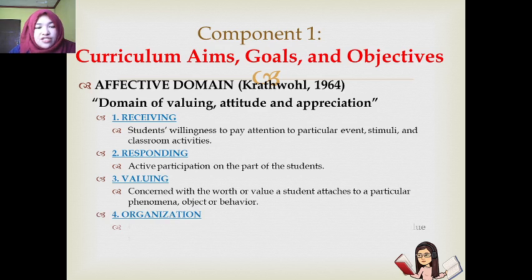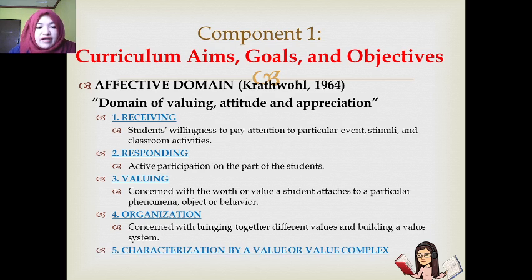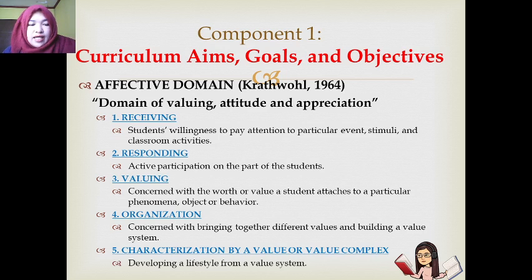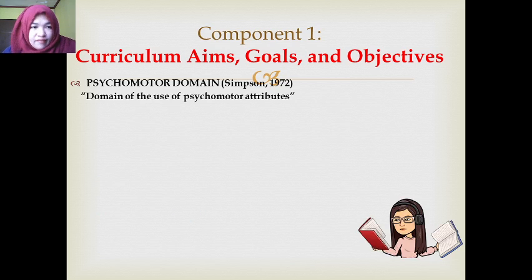Then, organization. Concerned with bringing together different values and building a value system. Number 5, characterization by a value or value complex. That is developing a lifestyle from a value system. Then we are now in the psychomotor domain, the domain of the use of psychomotor attributes.